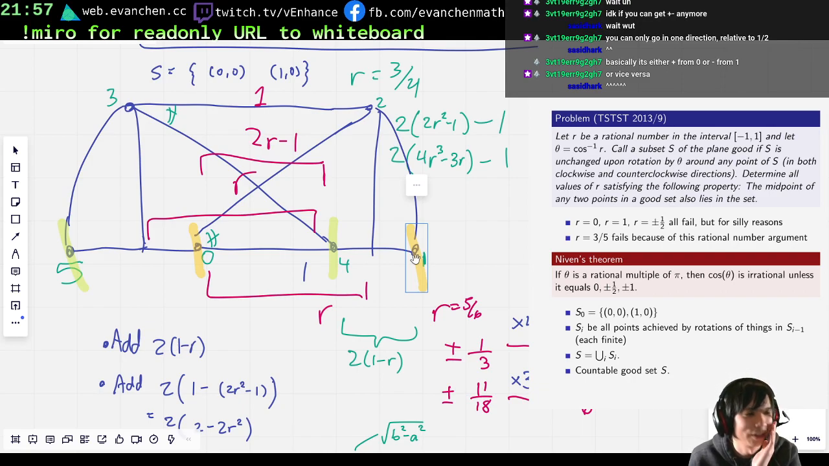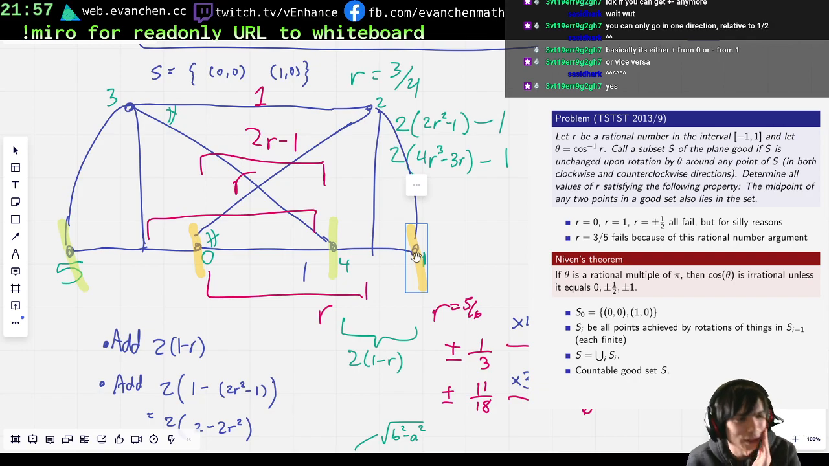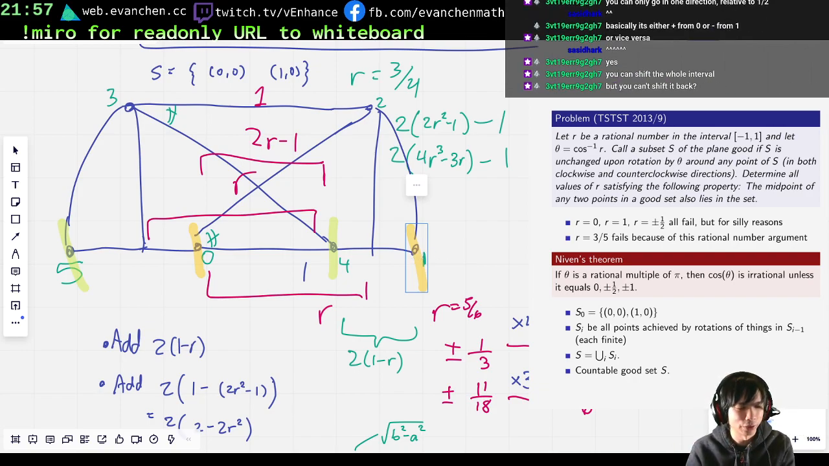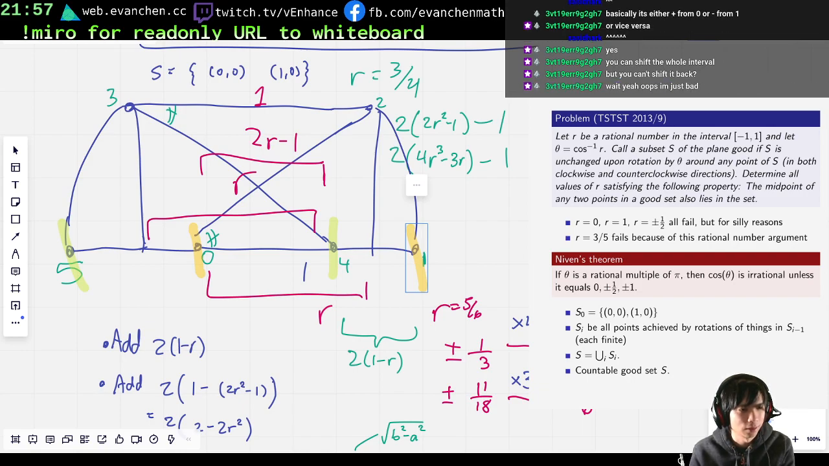Oh shoot, are you serious? No. I just mirror the whole construction, right? Yeah, so I can shift the whole interval by plus minus a third. Why can't I shift it back? Am I crazy? Yeah, it's the whole interval. So if I'm moving a whole interval, I just nudge it, I think.